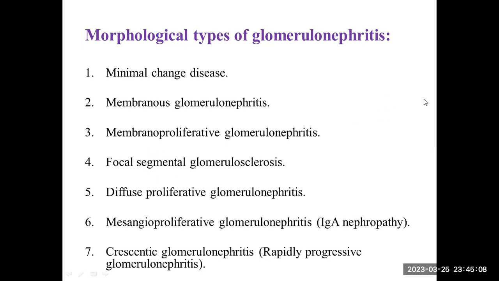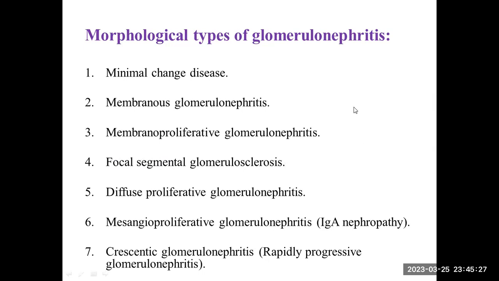And this is different than global. When you say the term global, global means the whole circumference of the single glomerulus is affected. But segmental means, in the single glomerulus, part of the glomerulus will be affected by the disease and part of it will be normal. It will not be affected. So this is what is meant by focal segmental glomerulosclerosis.